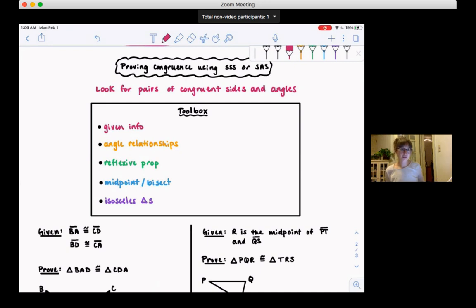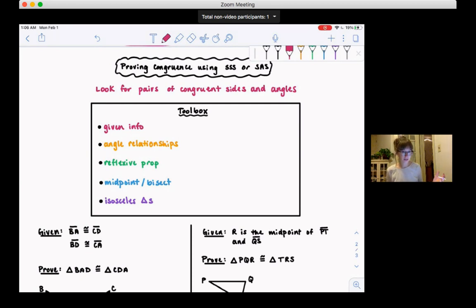Welcome back. For the next part of this lesson, we're going to do a little work with proofs. So we're going to use SSS and SAS in our proofs. And because these are congruent shortcuts, our proofs can now be shorter. So we don't need to prove all 6 matches. We only need to get 3 matches to prove triangle congruence.